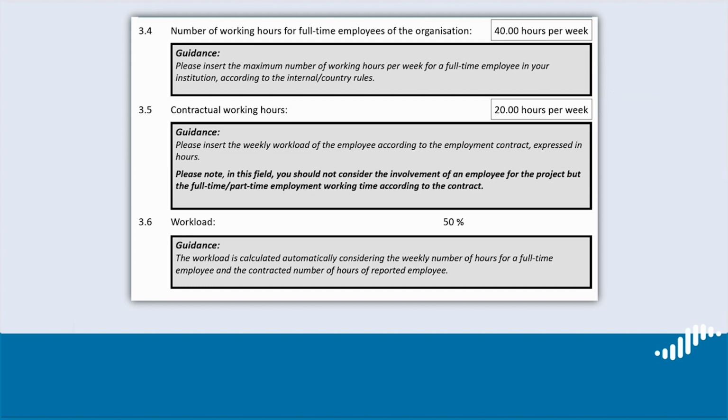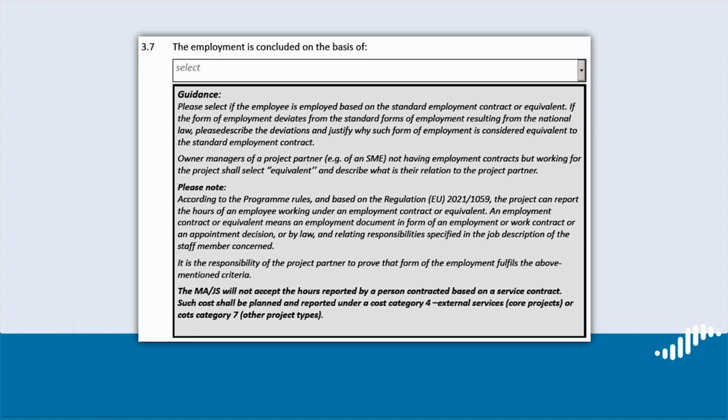The field 3.6 calculates automatically the workload. In our example, this is 50%. These data are important for the partner report. The workload influences the maximum of hours which can be reported.